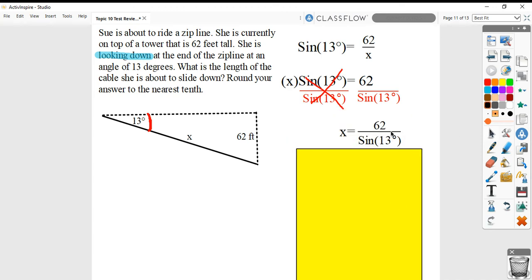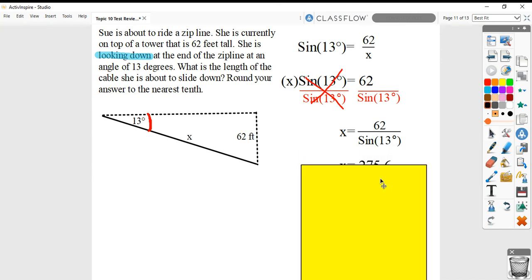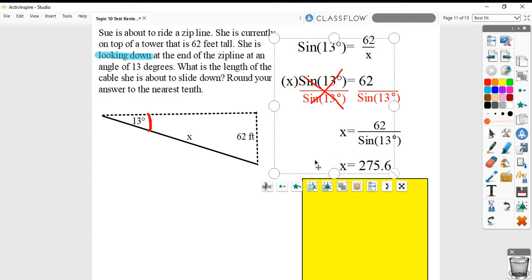This expression, 62 divided by sine 13, is something you can type into the calculator as is. And that gives us an answer of 275.6. It tells us this zip line is 275.6 feet long.